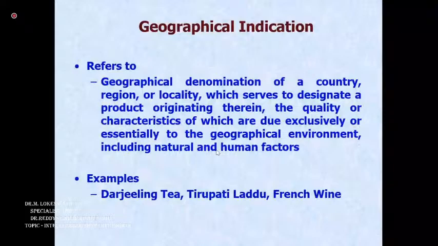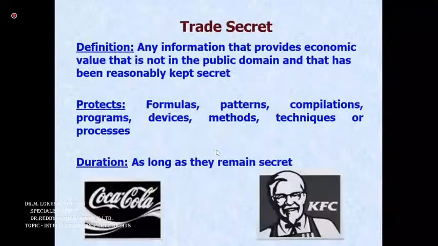Then the other topic is trade secret. Trade secrets are also a different type of intellectual property. A trade secret is any information that provides economic value, is not in the public domain, and has been reasonably kept secret. Simply, if you keep something confidential, it becomes a secret. If someone knows it, then it will not be a secret. Similarly, if you want to maintain it confidentially and not disclose it to anyone or to the public domain, then it will be considered a trade secret. This is also one of the intellectual properties.